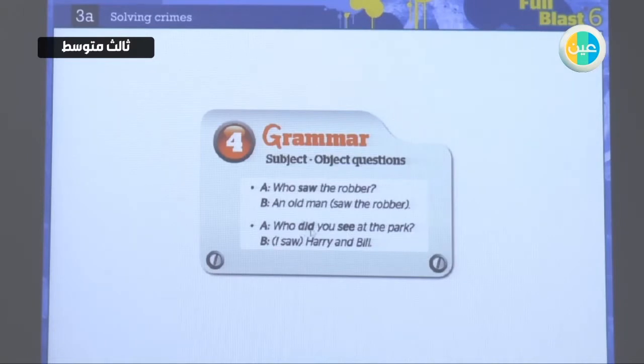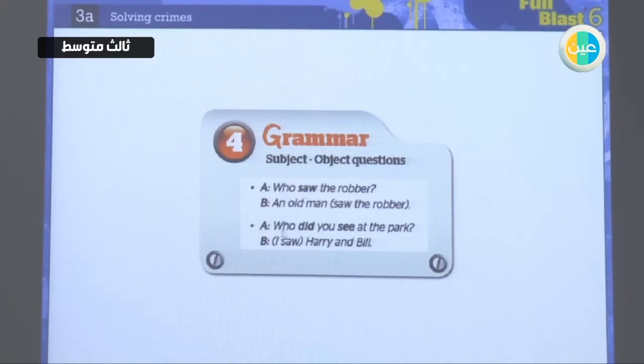Why? Of course, in the first question, we're asking about the subject, the person who did the verb. So who saw the robber? An old man. An old man saw the robber. An old man here is the subject. So if we are making a question asking about a subject, we should use the WH word, who or what or which or any WH word we would like to use, plus the verb.